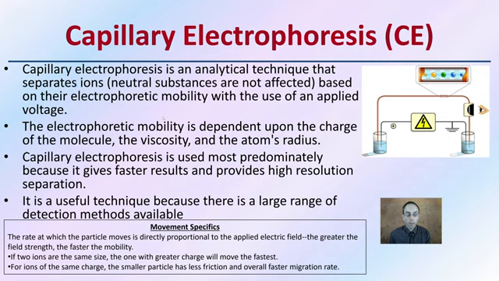If two ions are of the same size, the one with a greater charge will move faster. So it allows that greater degree of specificity of separation. And for ions with the same charge, the smaller particle has less friction and will have a faster migration rate. So this is what allows this to have a very high degree of separation, even if some properties are similar.